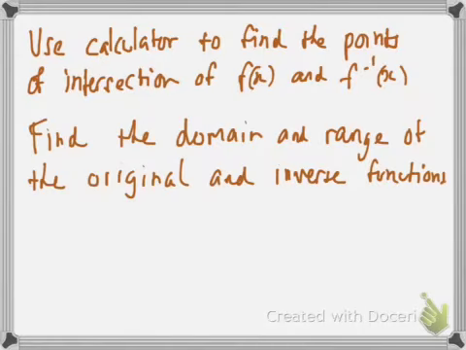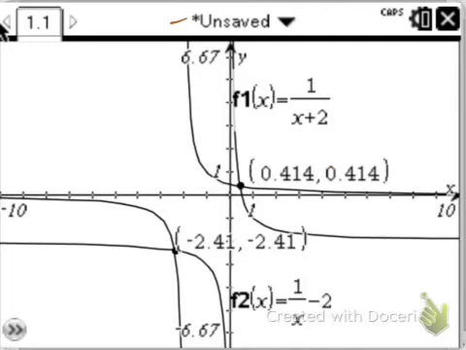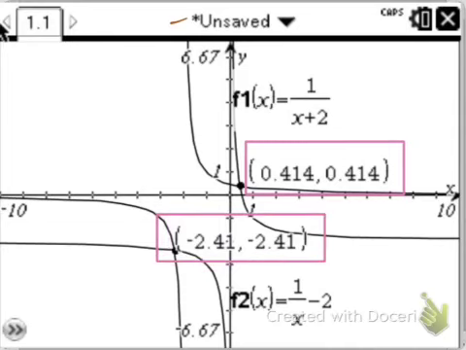Use the calculator to find the points of intersection. So I've done that here. This is a screenshot from the TI-Nspire. So there are two graphs drawn there, and sure enough, we've got our intersection points there and also there for those two graphs. Try that yourself. Graph up the two functions, the original and the inverse, and find those intersection points.